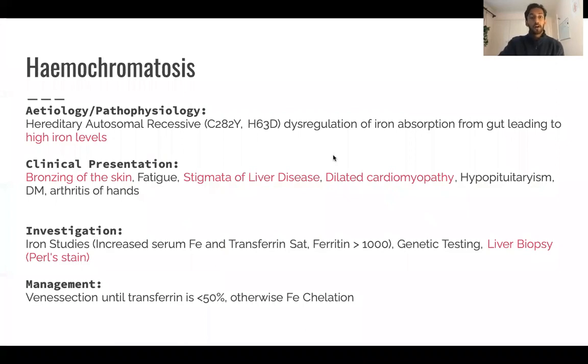Firstly, this was a hemochromatosis question. We've already done it. So high iron levels, if you see bronzing of the skin, it's not a tan, it's hemochromatosis. You classically see other symptoms in stigmata of liver disease, and a classic association is dilated cardiomyopathy. So keep an eye out for that whenever they do an echo for someone who might have hemochromatosis. In terms of your buzzwords for pathology, obviously your iron studies are important, but your Perls stain is the one to look out for.